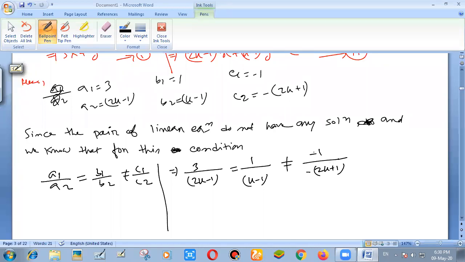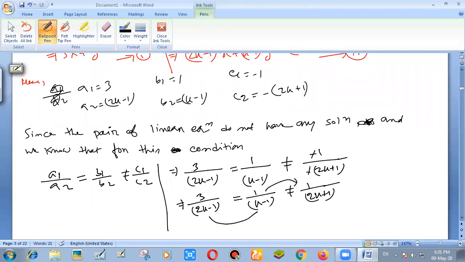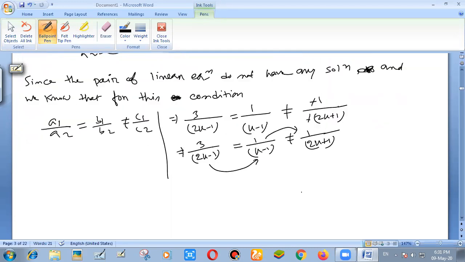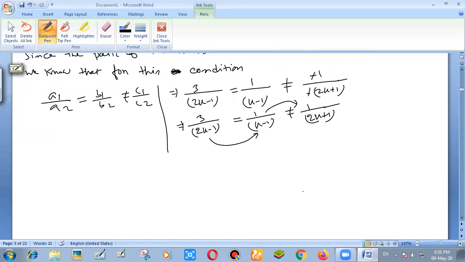Okay. Now minus and minus will get cancelled. So it will be 3 by 2k minus 1, 1 by k minus 1 does not equal to 1 by 2k plus 1. Yes. Now first take this pair and then take this pair. Are you writing in your copy? Okay, now write down.